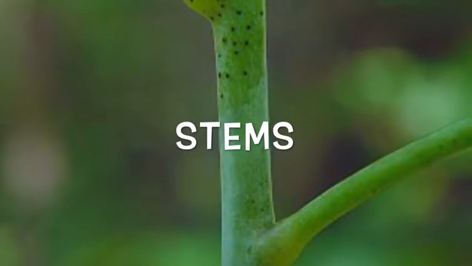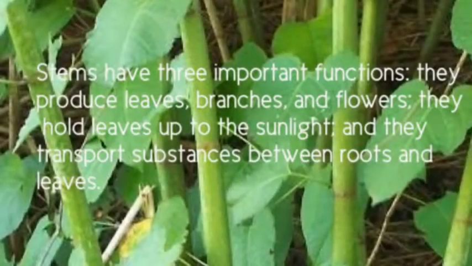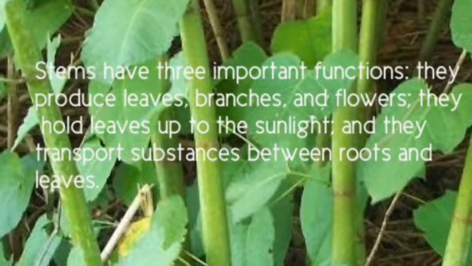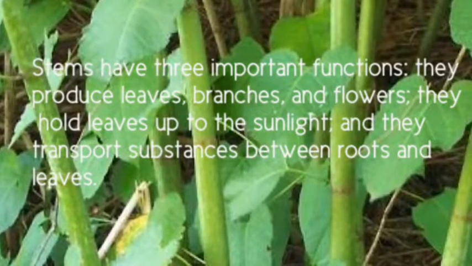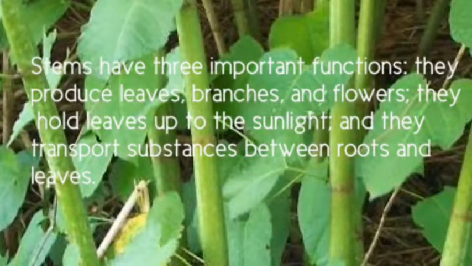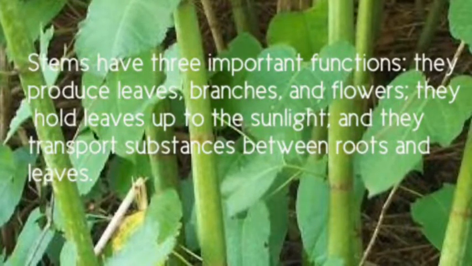And it's stem time, the next big part of the plant. So stems have three important functions. They produce leaves, branches, and flowers. They hold leaves up to the sunlight, and they transport substances between roots and leaves.